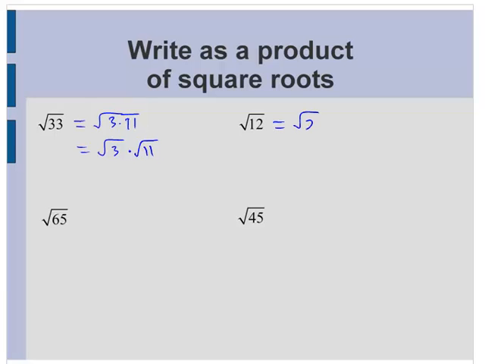Let's see, I could write that as the square root of 2 times the square root of 6. Or I could write this as the square root of 3 times the square root of 4. All right, why don't you try the other two on your own?